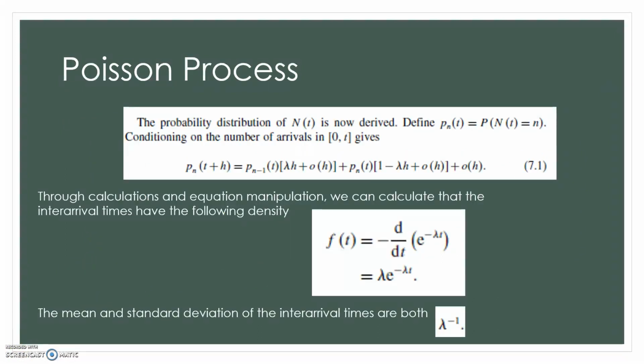So then for the Poisson process, the probability distribution of N(t) can be derived. We define p sub n of t equal to this equation, conditioning on the number of arrivals in 0 to t, which gives us the following equation right here. Then through calculations and equation manipulation, we can calculate that the interarrival times have this density, which is lambda times e to the negative lambda times t, which might look familiar to you. The mean and standard deviation of the interarrival times are both lambda to the negative 1.